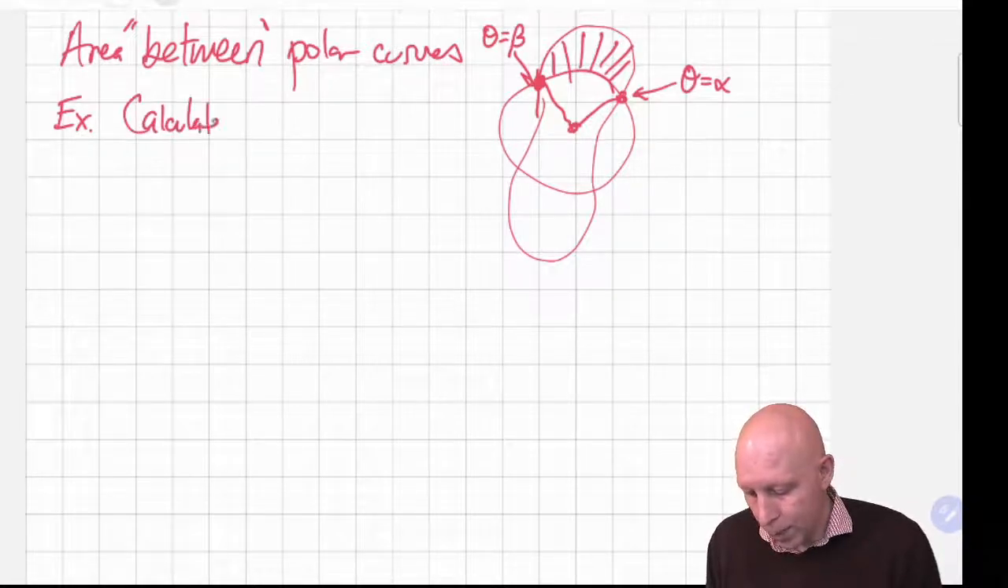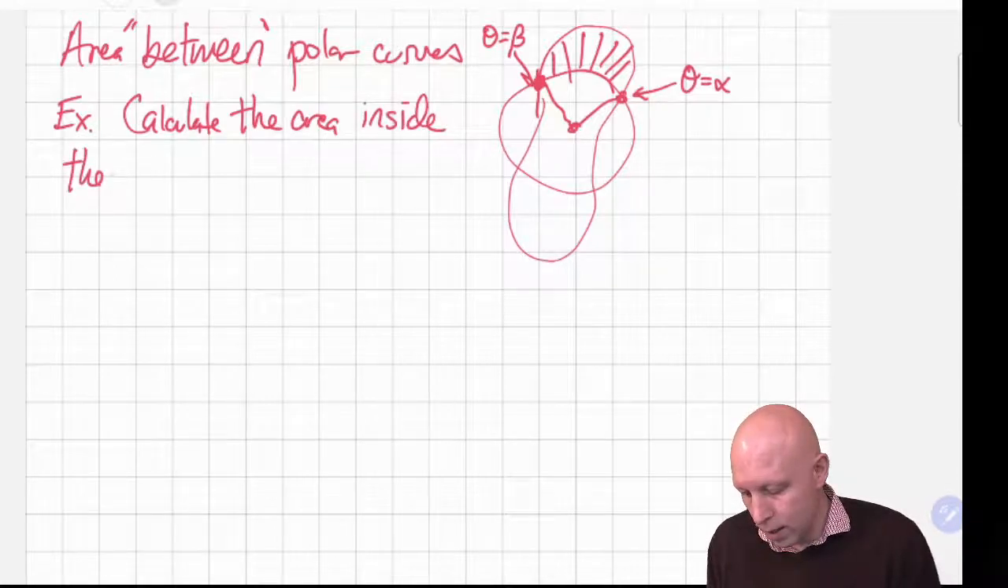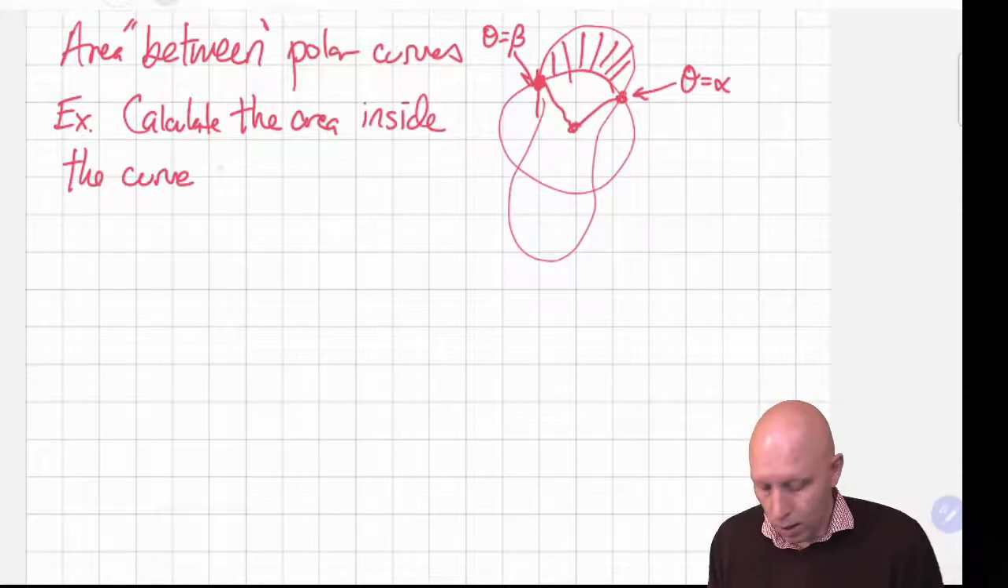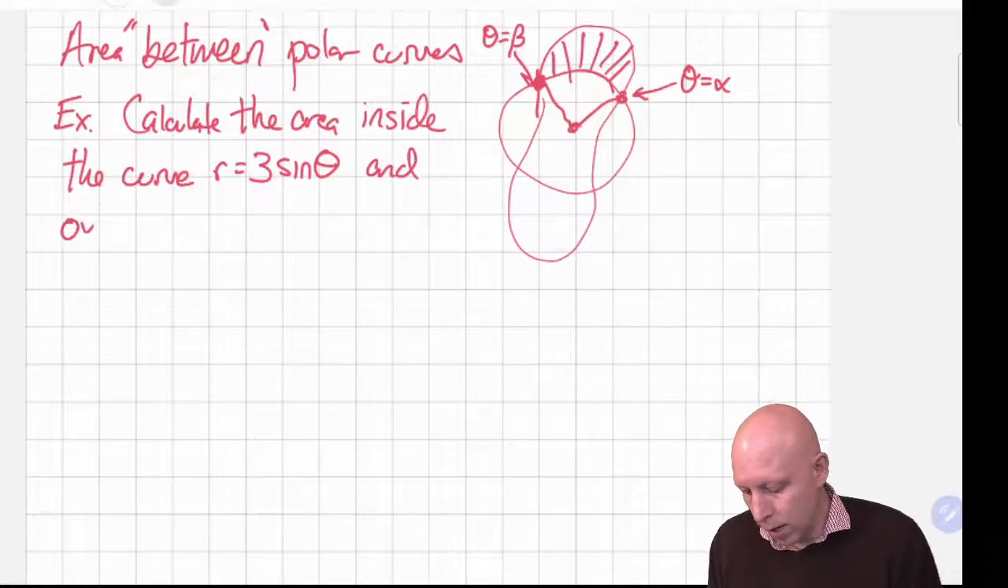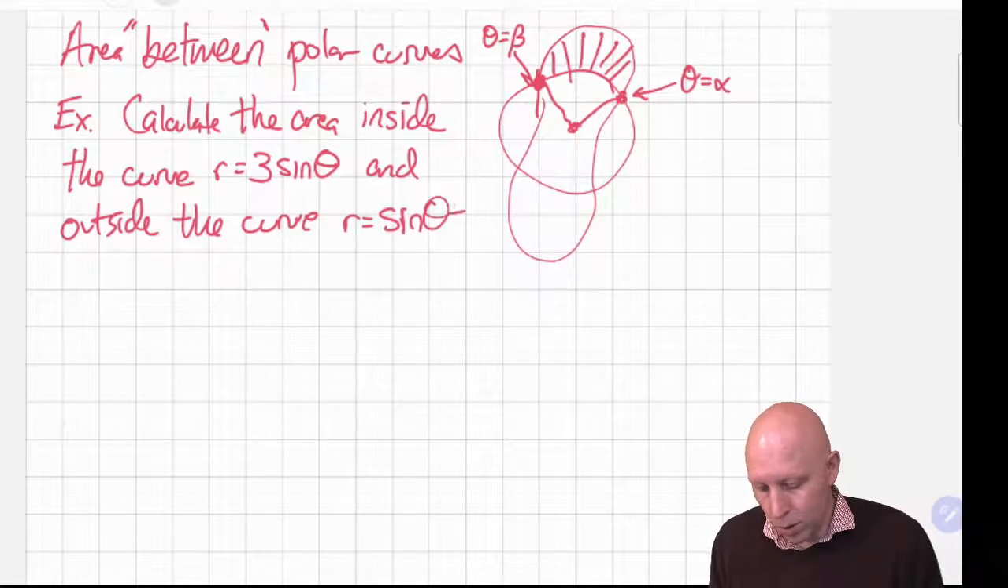Calculate the area inside the curve r equals 3 sine of theta, and outside the curve r is equal to sine of theta plus 1.